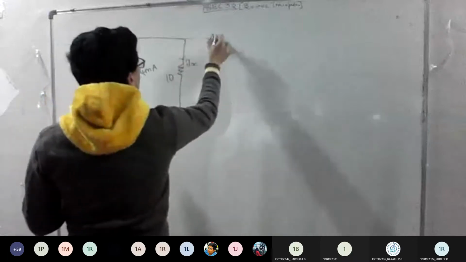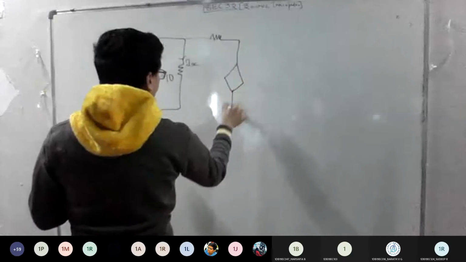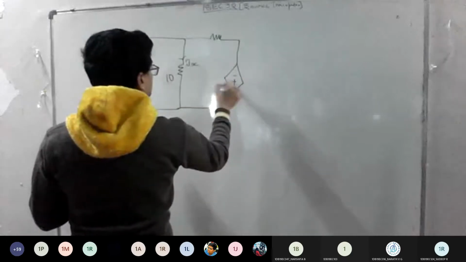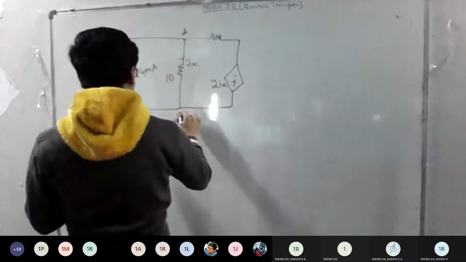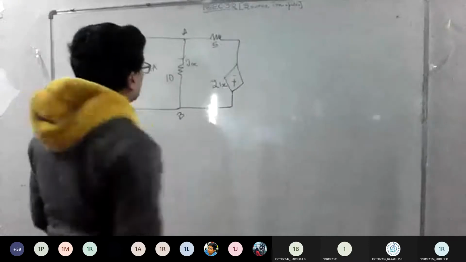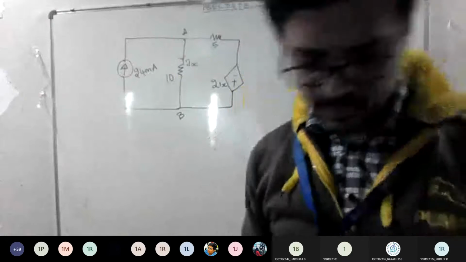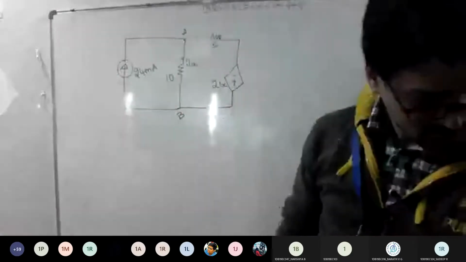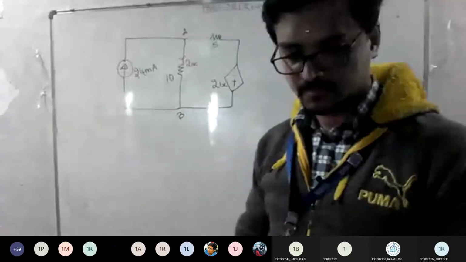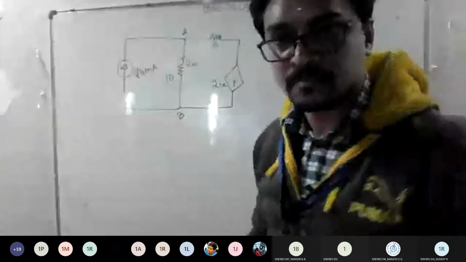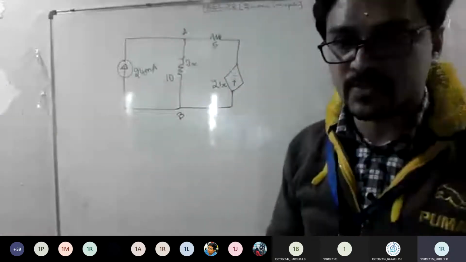Just finish off the question and make a note. What type of dependent source is this? A, B is given here. We'll try to solve a simple problem on dependent sources, then I will increase the complexity. What type of dependent source here? Sir, current dependent voltage source. Very good.